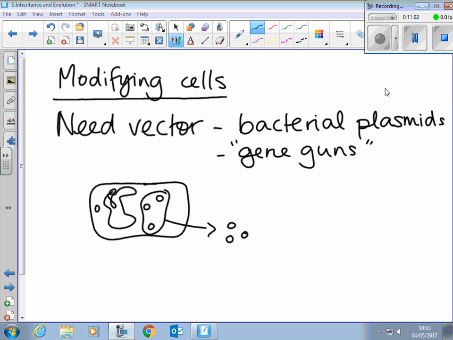But let's say we've got 10 million bacteria. We might only find that 10 bacteria take up the modified plasmid. So the step that's almost always missed out on diagrams is, how do you identify which bacteria have taken up the modified plasmids? You have to have a think about that, because they're not going to put their hands up, they're not going to be obvious.